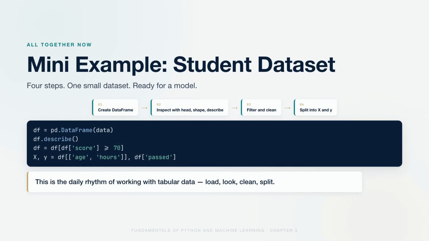Let's walk through a small example. Suppose we create this data frame. And then we create the DataFrame with the data. We can inspect the first rows with head. We can check summary statistics with describe. We can filter students with attendance below 70 with a Boolean check. We can create our features and we can create our label. This example shows the purpose of Pandas. We use it to organize, inspect, manipulate, and prepare data for analysis or machine learning.